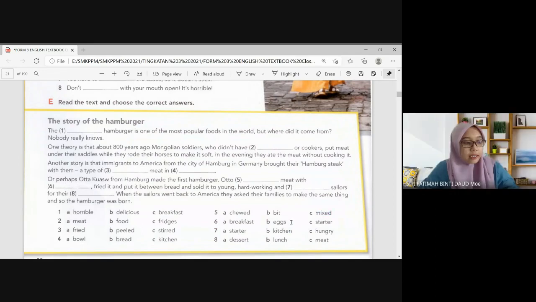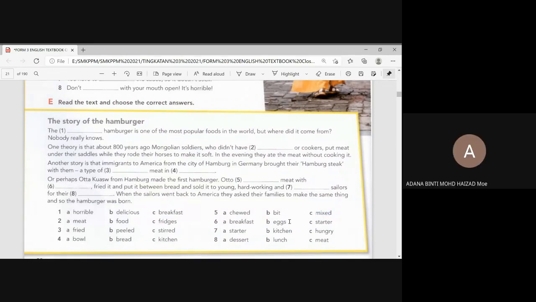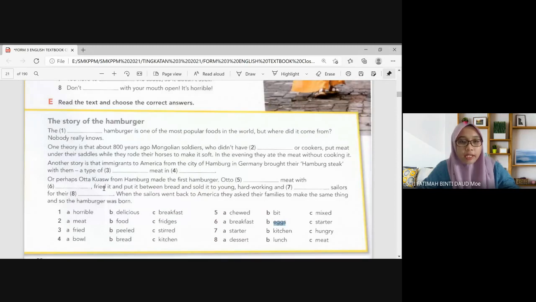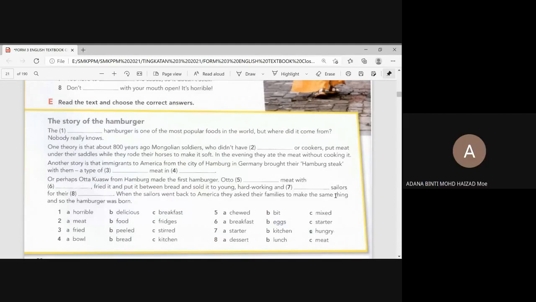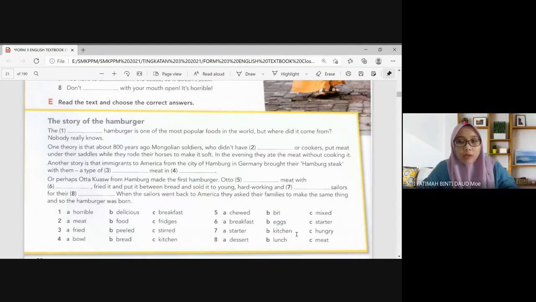Dicampur meat with? Eggs. Fried it, goreng and put it between bread and sold it to young, hardworking and... So, dijual dekat orang yang? Sailors yang? Hungry. Hungry sailors for their dessert, lunch. Dessert or lunch? Burger for dessert or lunch? Oh, yeah. Lunch. Okay.